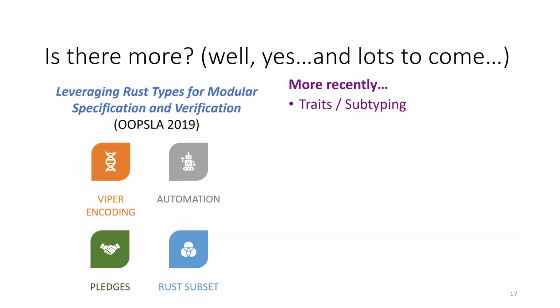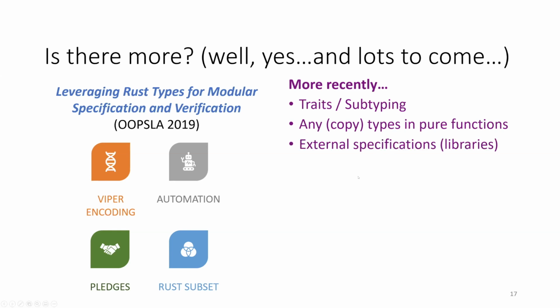So since then, we've supported rather more features. So we have some support for traits and subtyping in Prusti. We have support for more general copy types in specifications. There's the facility to write external specifications on libraries now, which is, of course, very useful in practice. And we have some basic support for generics. And there's a whole bunch more work in the pipeline right now.